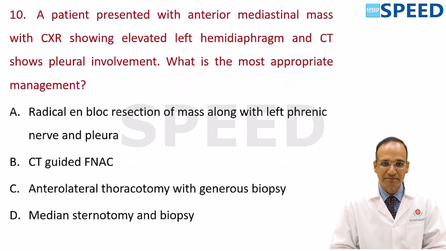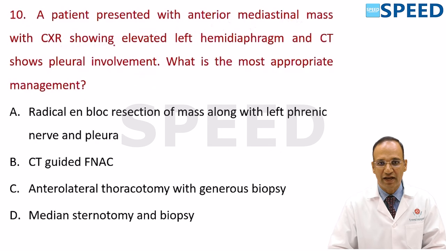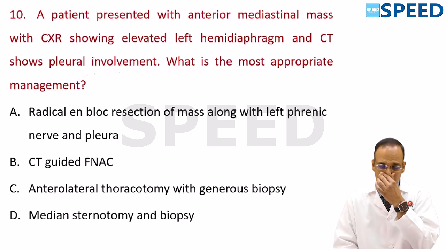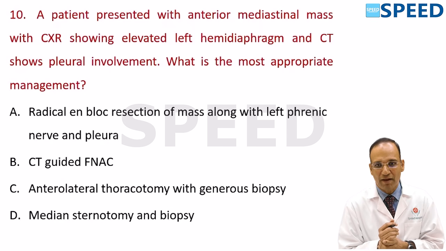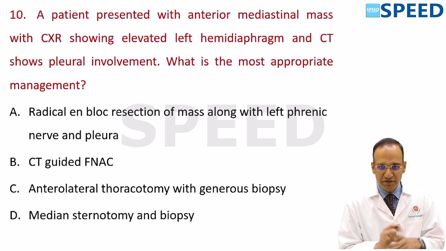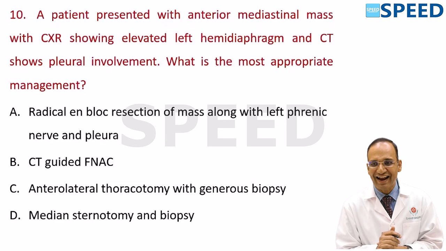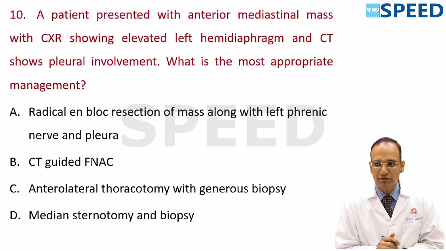Kindly go through that. A patient presented with an anterior mediastinal mass, chest x-ray showing an elevated left hemidiaphragm, and it shows a pleural involvement. What is the most appropriate management? What are we talking about here? It's a mediastinal tumor. One of the most common mediastinal tumors is thymoma. Okay, thymic malignancy. Thymoma can be benign and thymoma can be malignant. And if it is malignant, then you do a radical thymectomy. You know the classification is the Masaoka classification for thymoma.